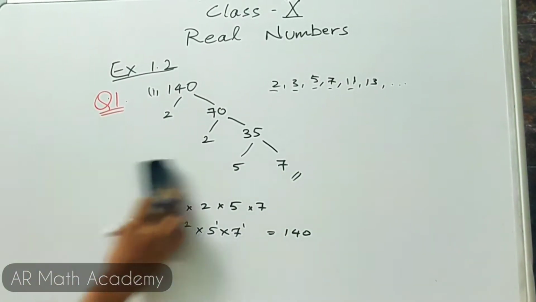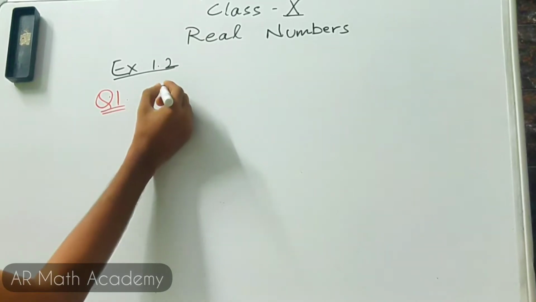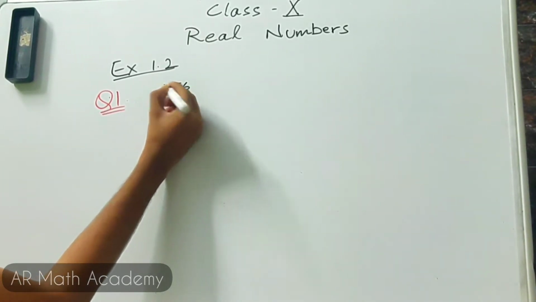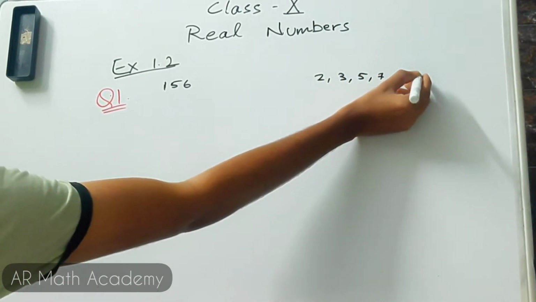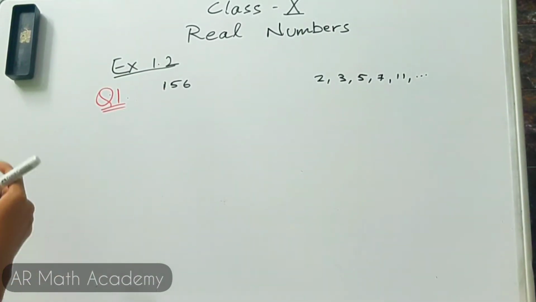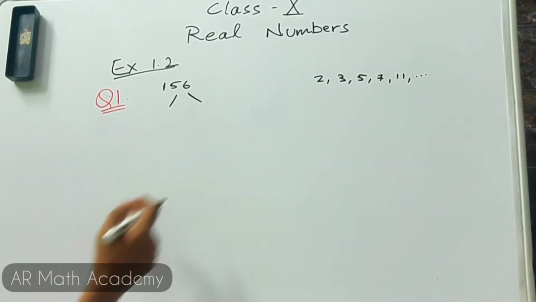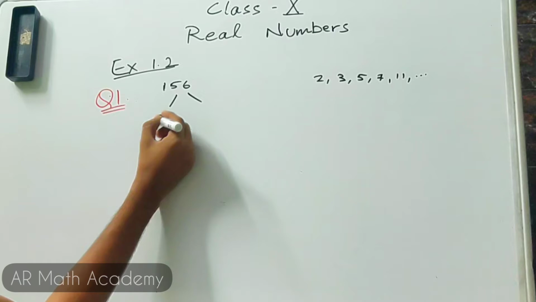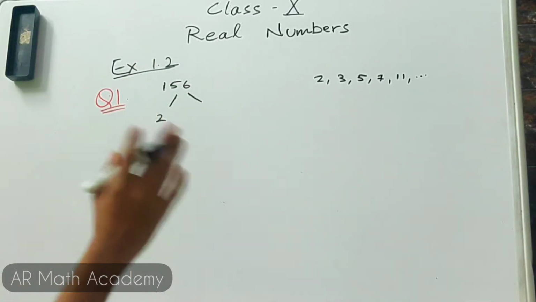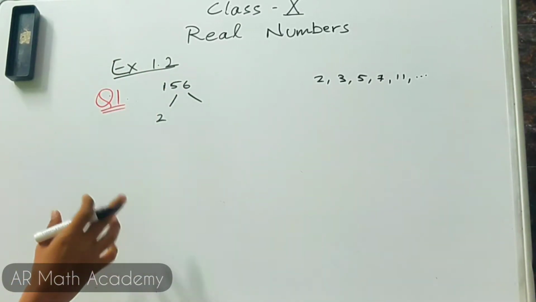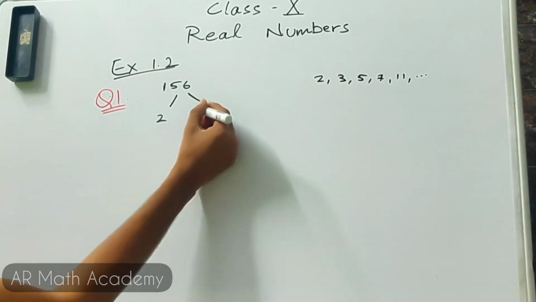Now for the second subdivision of question 1, we have to do the same for the number 156. We know 2, 3, 5, 7, 11 and so on are the basic prime factors. Now we split 156 like we did in the previous problem. 2 is the lowest prime factor in this series. First check if 156 is divisible by 2. Yes, because if the last digit is 2, 4, 6, 8 or 0, the number is divisible by 2. So what is 156 divided by 2? It is 78.